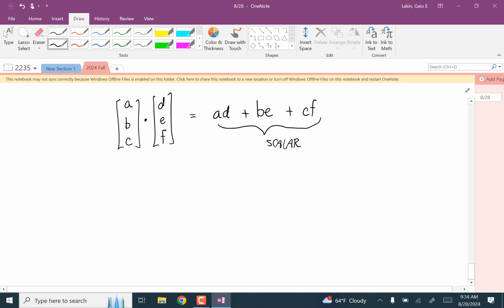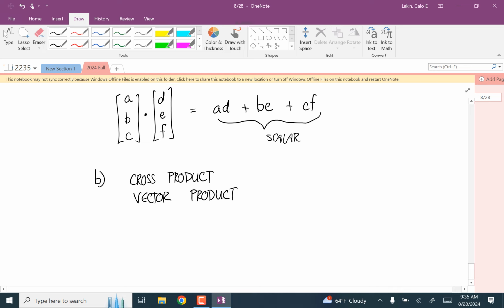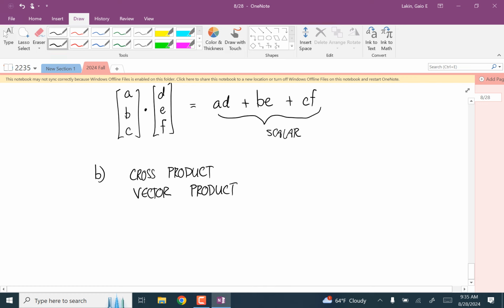And the other calculation that we're going to use a lot, maybe more, I guess, is the cross product. And this one is also called the vector product because the output of this multiplication is a vector. And it's also called the outer product because it measures how close these vectors are to perpendicular, basically, in a way.